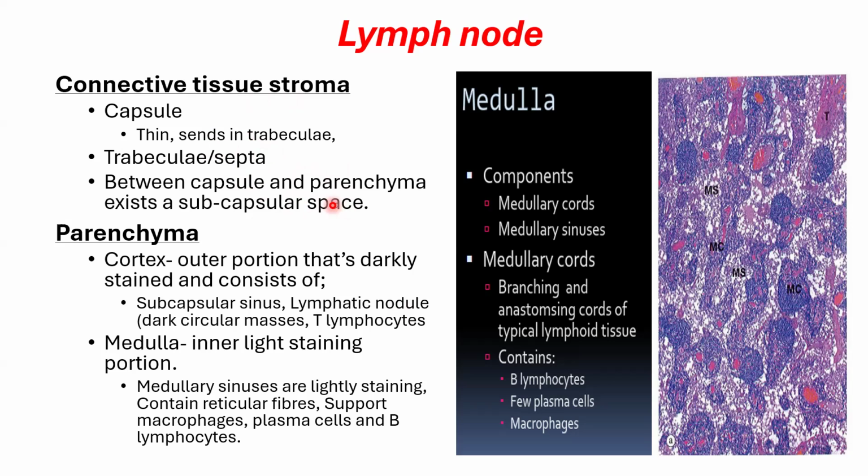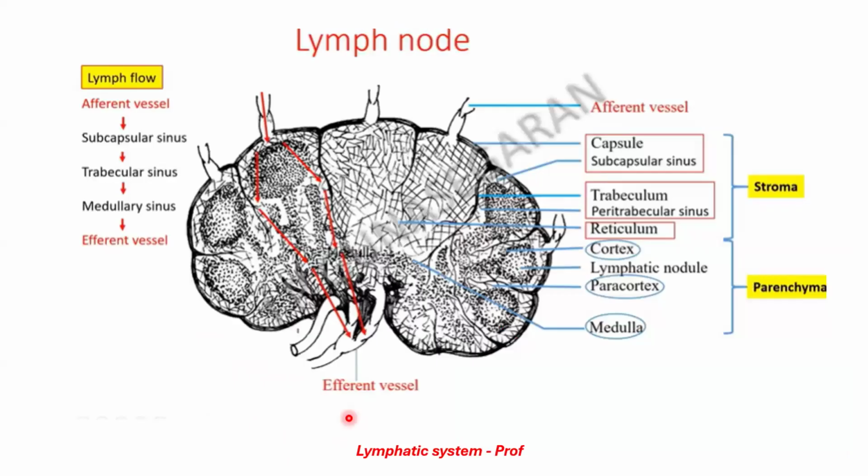It will have a darkly staining part, the cortex, with subcapsular sinus, lymphatic nodules, and the T lymphocytes. For the medulla, which is lightly staining, it will comprise medullary sinuses and the medullary cords. It will contain reticular fibers, supporting macrophages, plasma cells, and B lymphocytes. So this is a diagrammatic image showing us the lymph node.